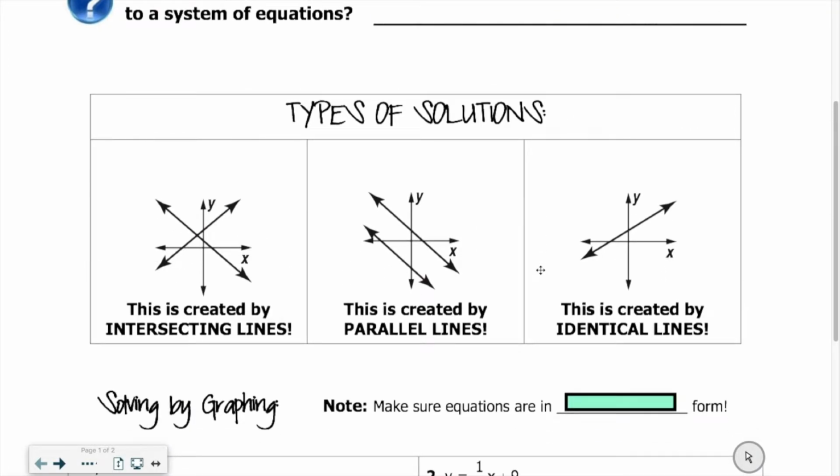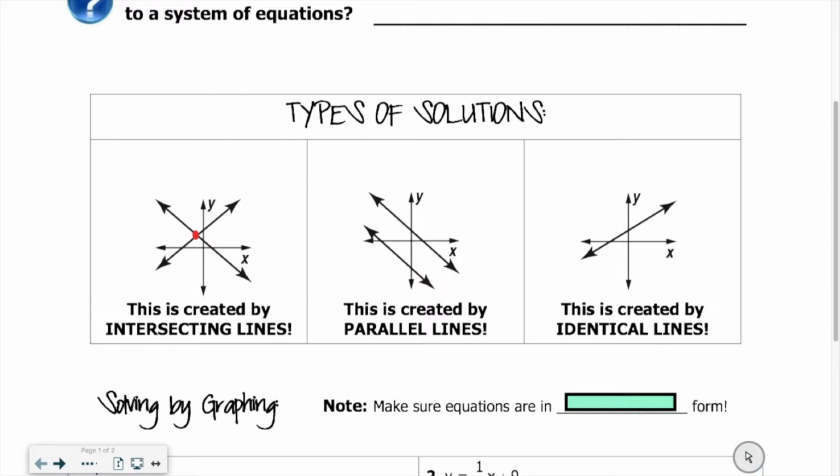All right, so here are the three different types of solutions that you might get with linear functions. These are called intersecting lines because they intersect each other. Just like the y-intercept intercepts the y-axis and the x-axis intercepts the x-axis, these two are intersecting each other. These two are called parallel lines, which you've probably seen before. They will never touch each other. And so intersecting lines have one solution because they intersect each other in the center here.